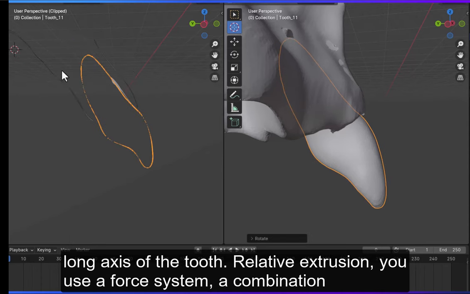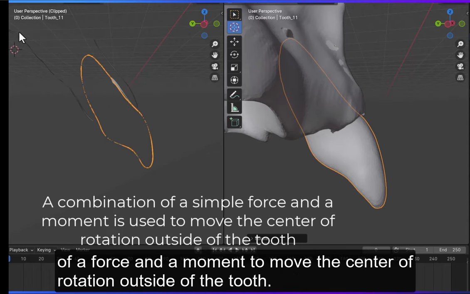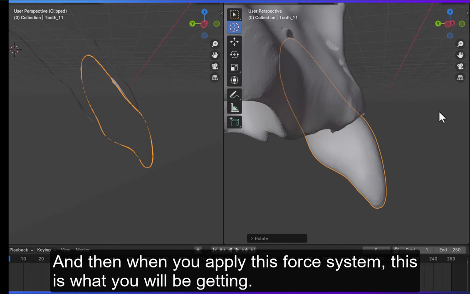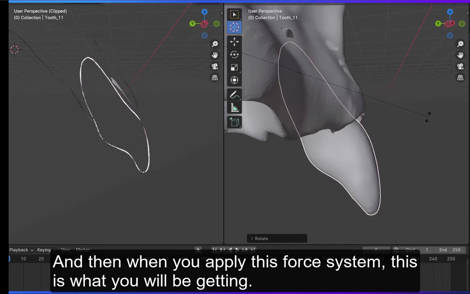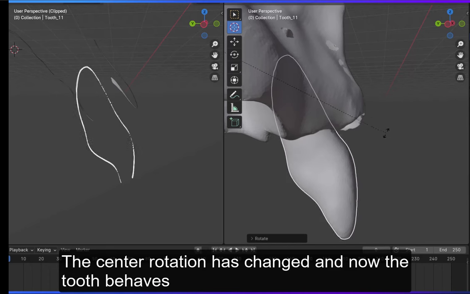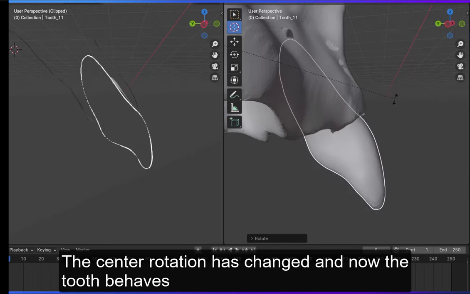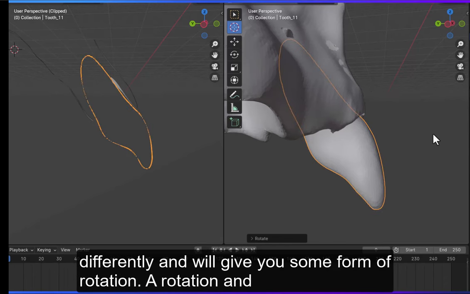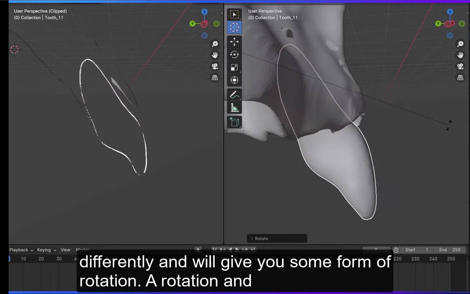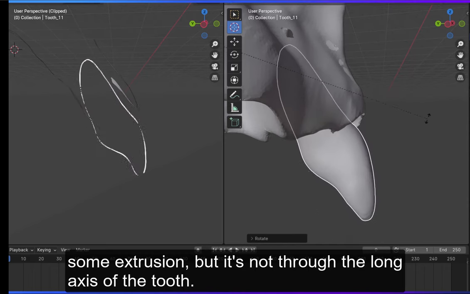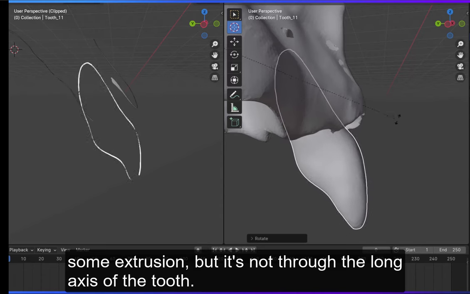For relative extrusion, you use a force system, a combination of a force and a moment, to move the center of rotation outside of the tooth, and then when you apply this force system, this is what you will be getting. So you can see that the center of rotation has changed, and now the tooth behaves differently and will give you some form of rotation, a mix of rotation and some extrusion, but it's not through the long axis of the tooth.